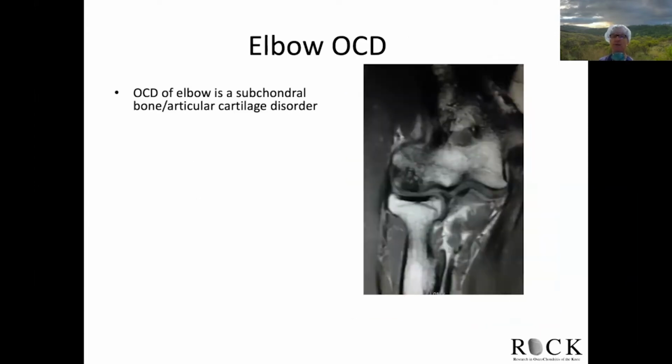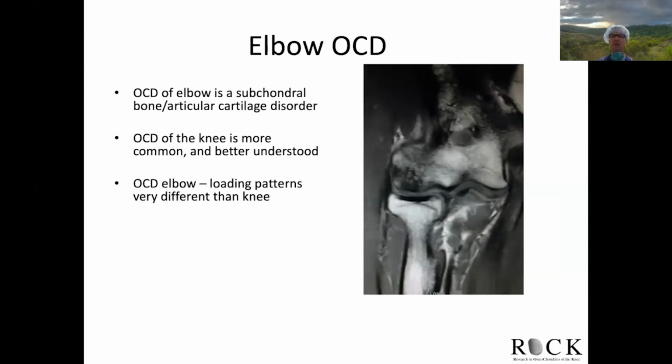Just want to show briefly an elbow OCD because we're seeing more and more of this, especially in our throwing athletes and gymnasts. It's the same type of disorder, which starts in the abnormal bone and secondarily leads to the cartilage. We do understand this in the knee better. There's been more research on the knee, but the OCD study group has now expanded to the elbow and talus, and hopefully we'll learn as much about the elbow and talus as we have learned about the knee.